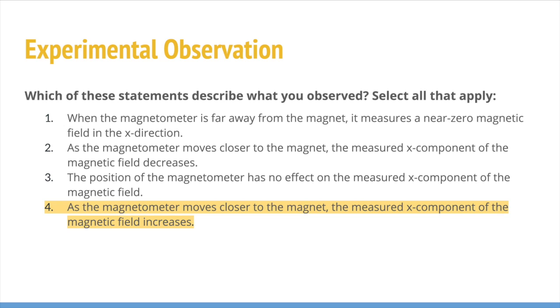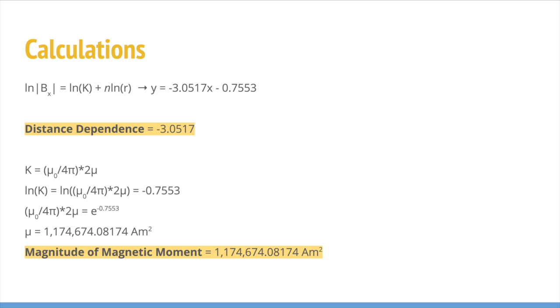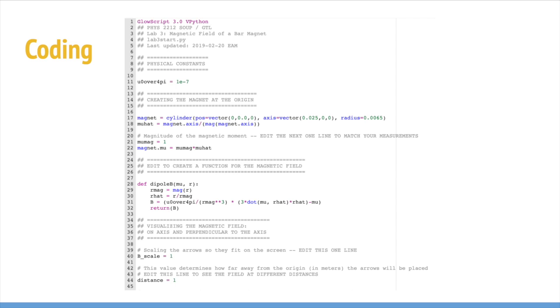For the experimental observation, it was noticed that as the magnetometer moves closer to the magnet, the magnetic field increases in the x direction. For the calculations, we use the equation found in the observation, that was the line of best fit, and we found the distance dependence to be -3.05 and the magnitude of the magnetic moment to be 1,174,674 A·m².